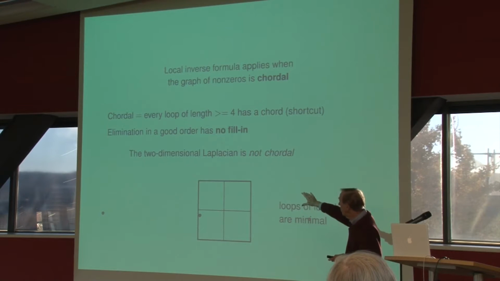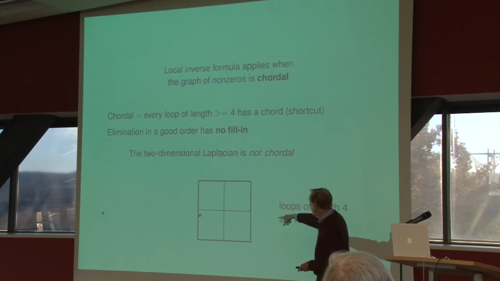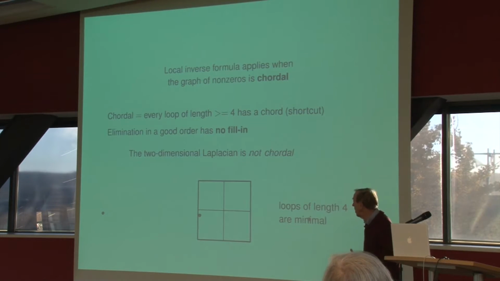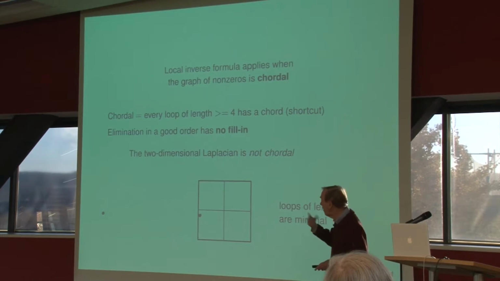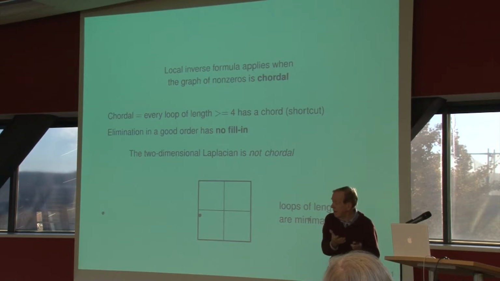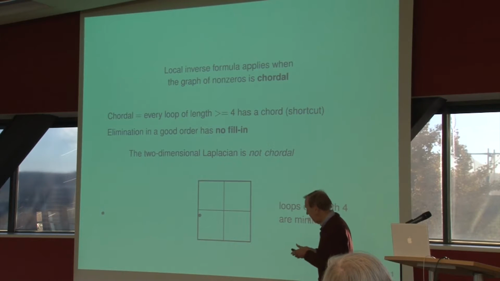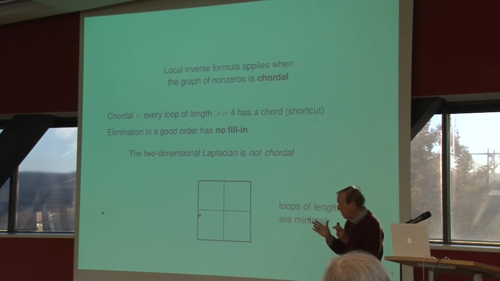The two-dimensional Laplacian, if we start with a square grid or a grid in 2D, then the Laplacian matrix for 2D doesn't have a property called chordal, and the formula is not correct. Right. So it's limited to banded matrices. Okay.